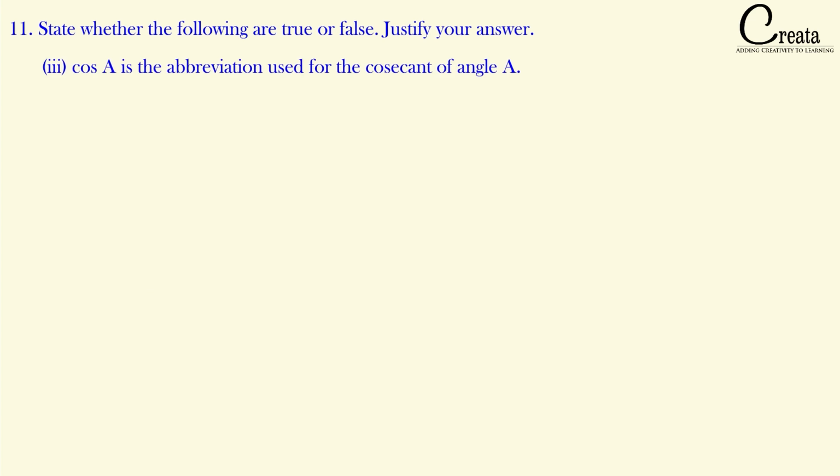Cos A is the abbreviation used for cosecant of angle A. This is not true. Cos means cosine and cosec means cosecant. Okay, cosine is cos and cosecant is cosec. These two terms are generally confusing. You should note that. Refer to the PDF of the formula and the concept list. You will find the detail of all these trigonometric ratios in that. Okay, the link is in the description. Check it out. Let's move to fourth part.